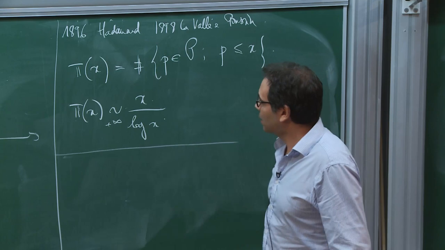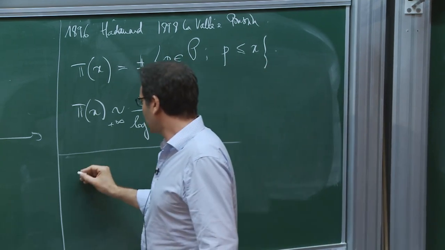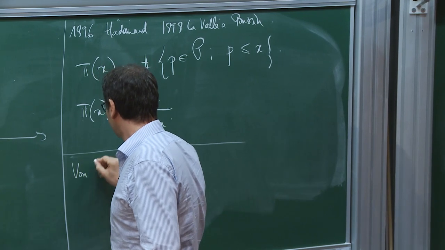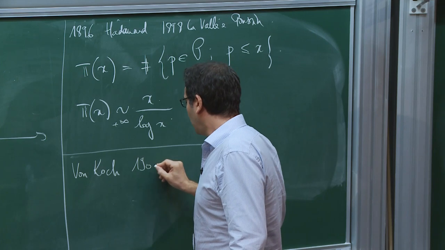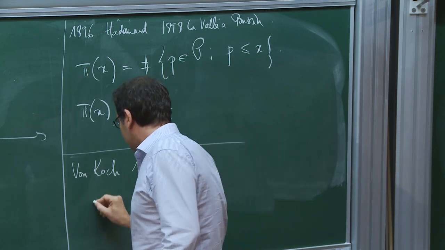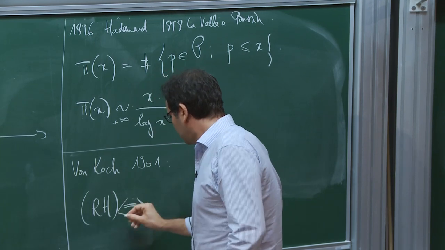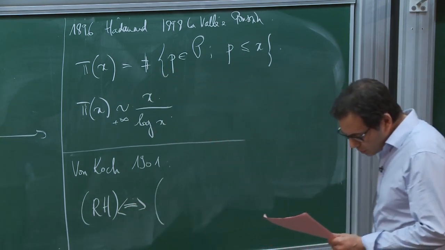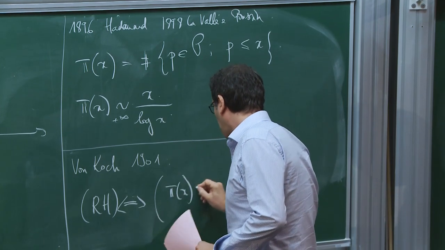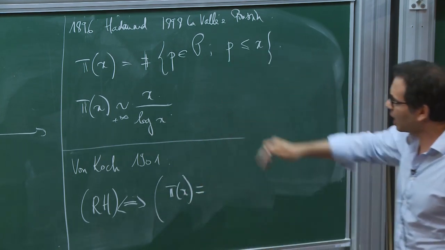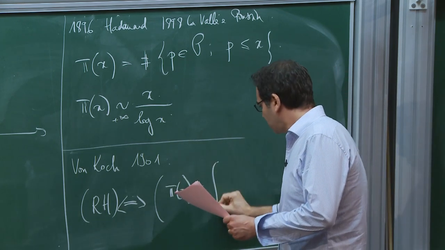But the Riemann hypothesis is really linked with the distribution of prime numbers by the theorem of von Koch in 1901, which states that the Riemann hypothesis is equivalent to some finer asymptotics of pi of x, which is the following.